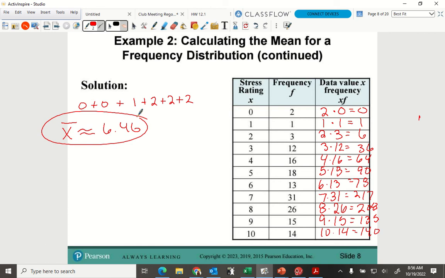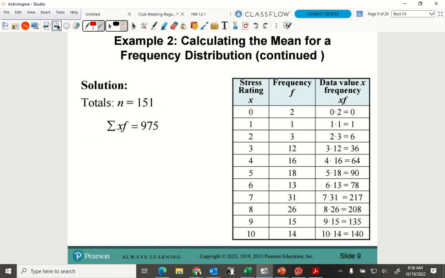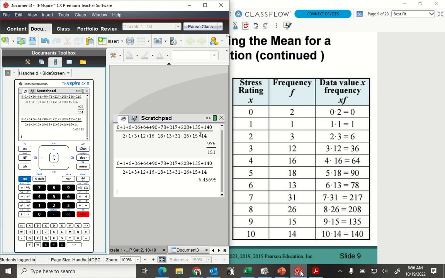All right, so we got the mean for the data. They did the math on top. 975, isn't that what we had? We have 975, so that's the number on the top. That's the sum of all those values.